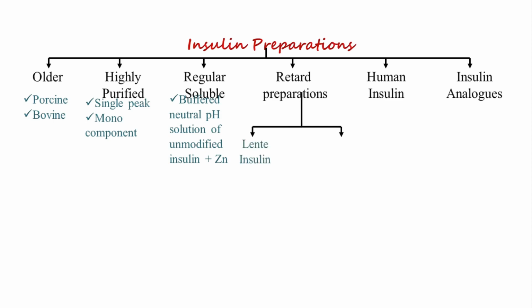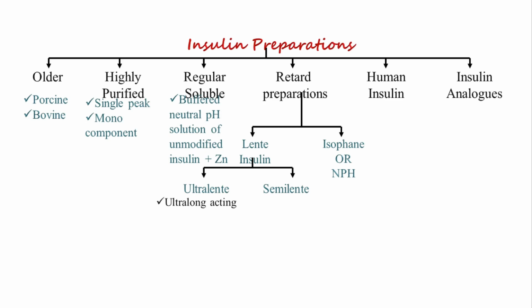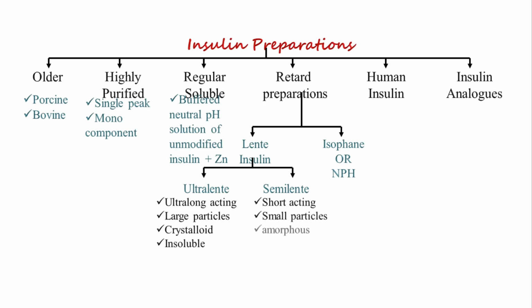And we have 2 preparations here, lente and isophane. Lente insulin has 2 types of insulin, ultra lente and semi lente. Ultra lente is the ultra long acting one. This is because ultra lente insulin is made up of larger particles and is difficult to dissolve. They're insoluble and they're crystalloids, so they take longer time to act in your body. As compared to semi-lente, which is short acting, it has smaller particles and is more powdery, it is amorphous, so it dissolves better in the body.